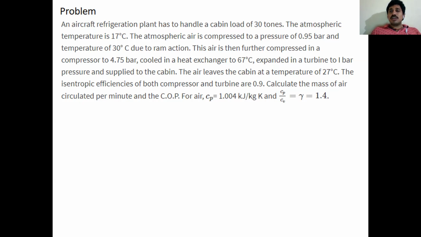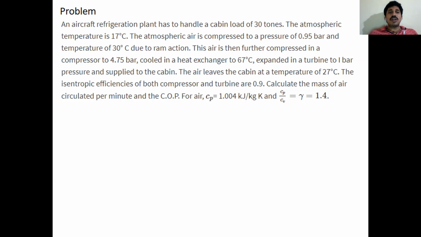Expanded in a turbine to 1 bar. So after the turbine, the expansion takes place where the pressure value is 1 bar, and it is supplied to the cabin. After the turbine, it will be moved to the cabin. The air leaves the cabin at a temperature of 27 degrees Celsius. The air leaves the cabin means the cabin temperature is given as 27 degrees Celsius.